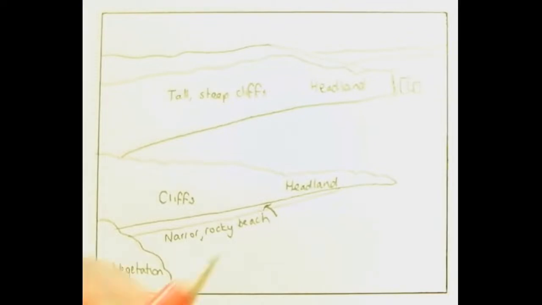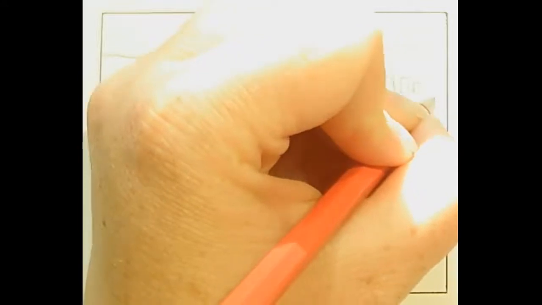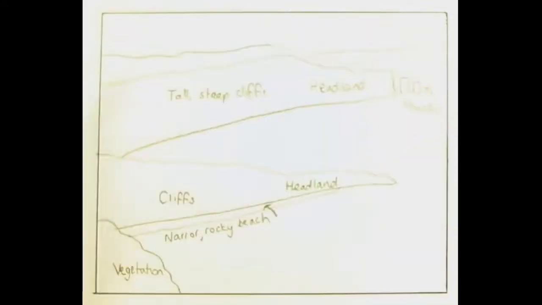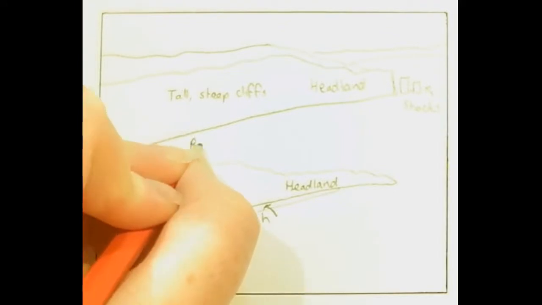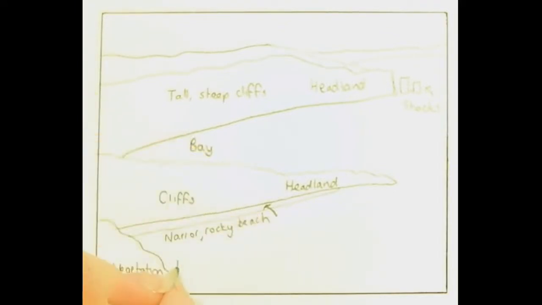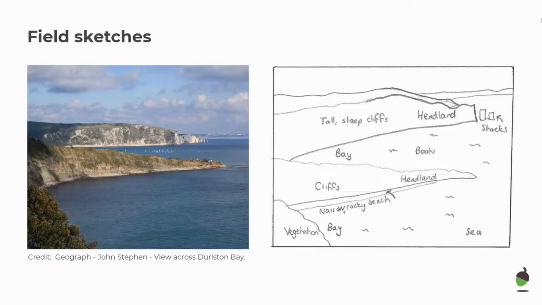And then these rocks on the end, we'll find out later on, but I'm going to call them stacks. So we've got stacks of rock here. In between two headlands, we have a bay. And I think I'm just going to name this the sea. So here's the finished article because it was quite tricky to see. A very simple drawing. It's just the outline with geographical labels.